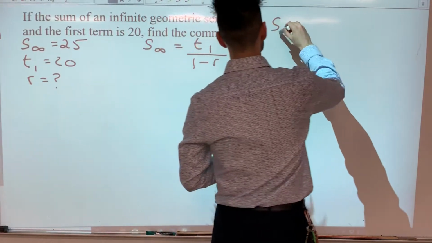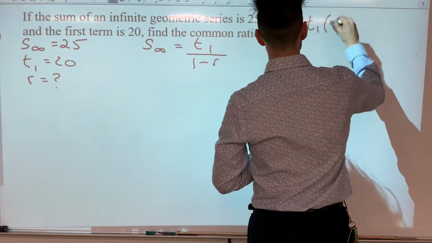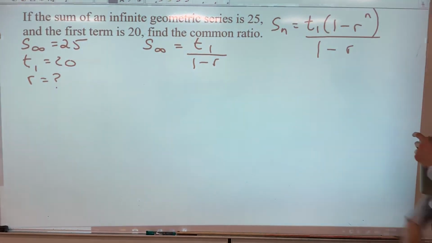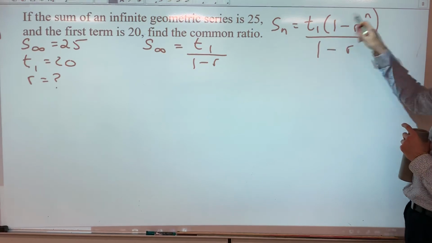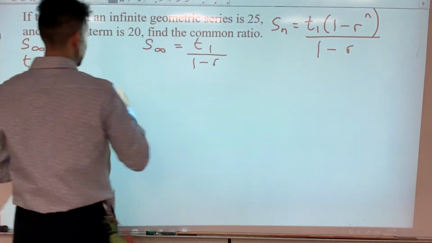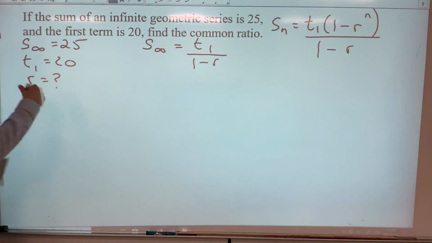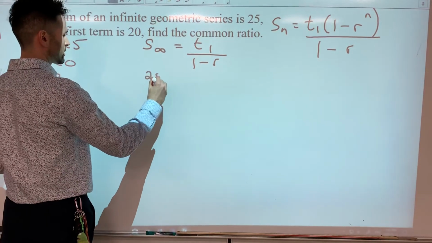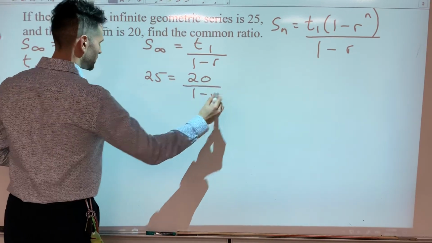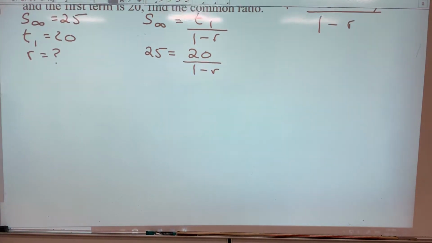The one we did the other week was this. That's the one we did the other week, but that's if you know what n is. This formula will not work for an infinite sum. This is the formula for infinite sum. So just pop in the numbers and solve. The sum is 25, term 1 is 20, and then it's over 1 minus r. Just have to solve that.